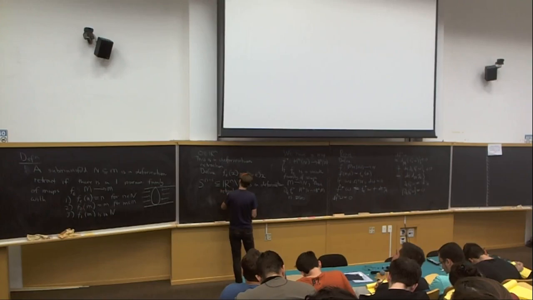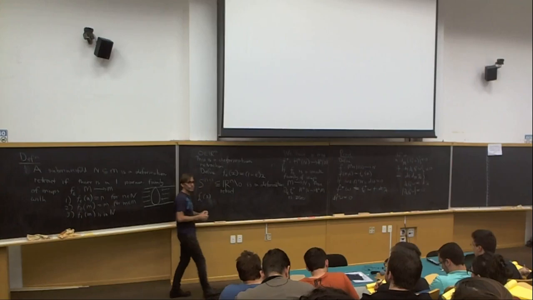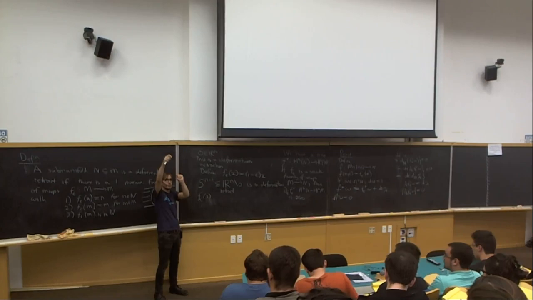So how does this work? We define f_t of x. The intuition would be I take a point in this space, and I take the corresponding point in the sphere which goes in the same direction, and just want to draw a straight line from one to the other. That's how I squish down.